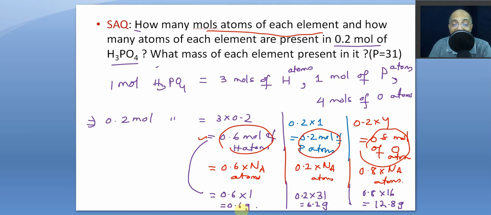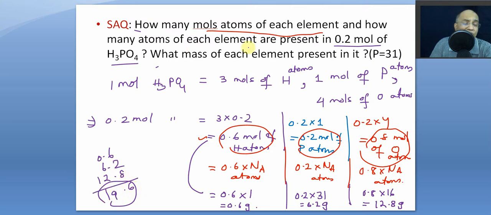So altogether, what is the mass of phosphoric acid? You can find it out here in an indirect manner. It is 0.6 plus 6.2 plus 12.8, which is 19.6.